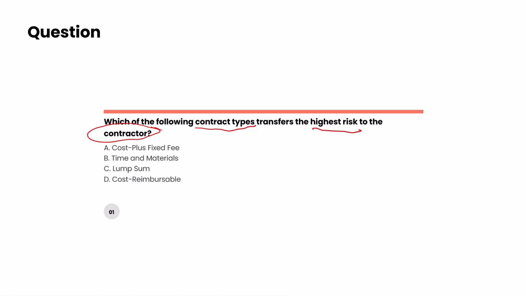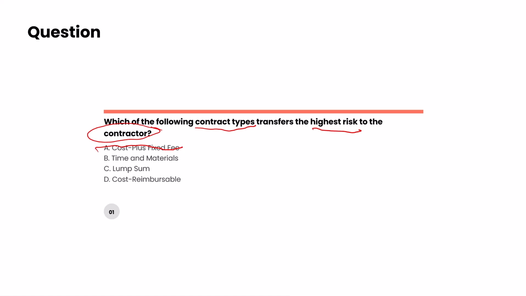One particular tip which I learned in my latest exam, which was CCQM, which I appeared for on 1st of April: in the ASQ exam, if you right click on any option, that crosses out that particular option. So when I'm looking at the contract type with the highest risk for the contractor, I would say that cost plus fixed fee is absolutely not the right answer. If I right click on option A, it will cross it out.